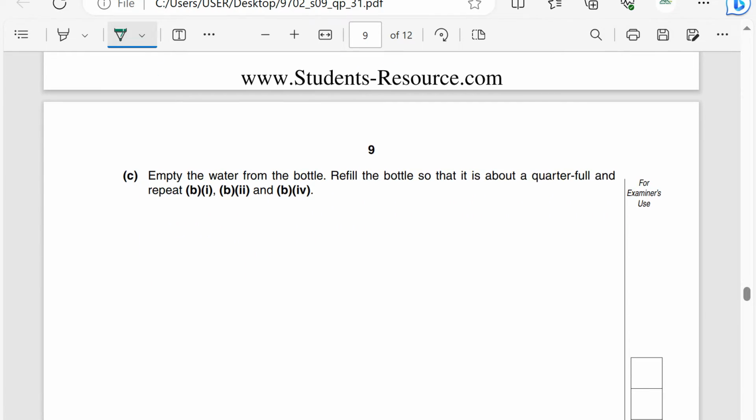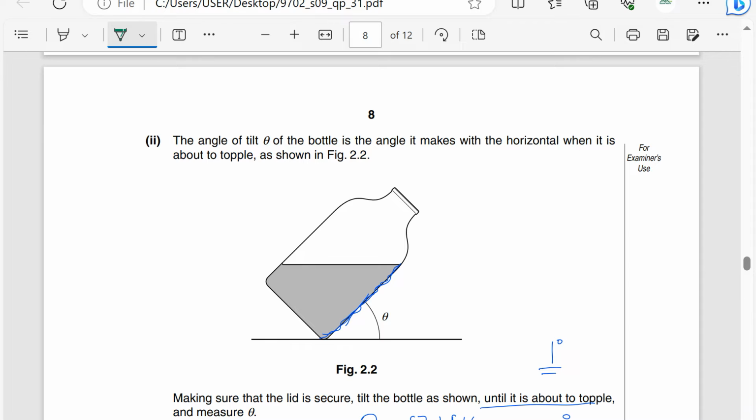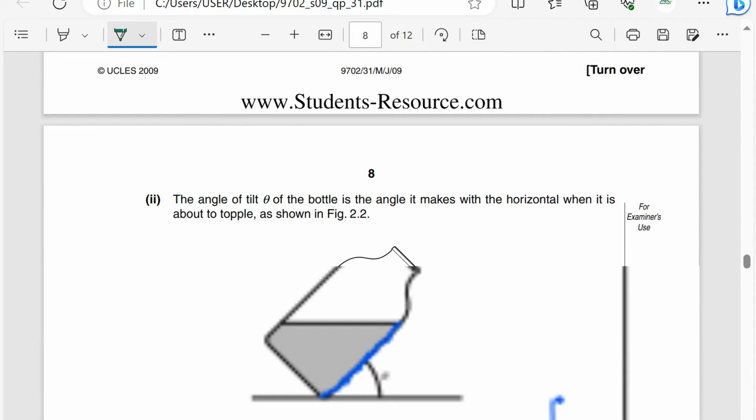Empty the water from the bottle, refill the bottle so that it is about a quarter full. So this was again repeating the experiment so that it is about a quarter full. And then repeating B Roman 1, B Roman 2, B Roman 4. What is B Roman 1? B Roman 1 was finding H.